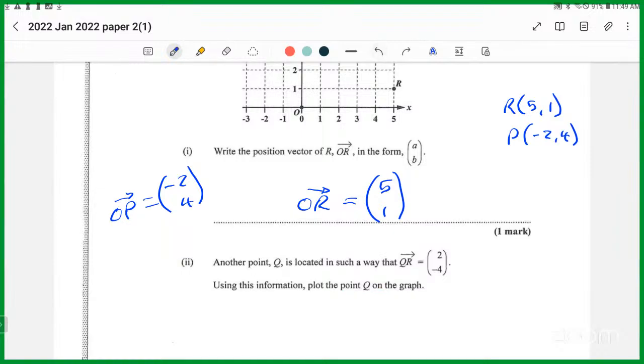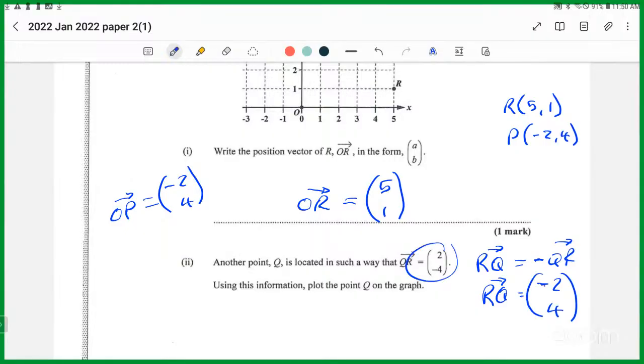What does this mean? This means to go from Q to R, you go 2 to the right and 4 down. Remember, we don't know Q. So, if this takes you from Q to R, then R to Q is the opposite. Since we know R, it's better to get to Q by using a vector from R. R to Q would have to go the opposite direction. It would be minus QR. So if Q to R is this, then R to Q is (minus 2, positive 4).